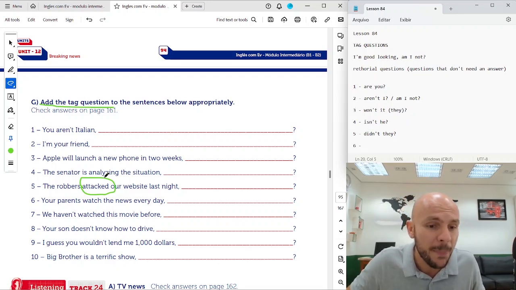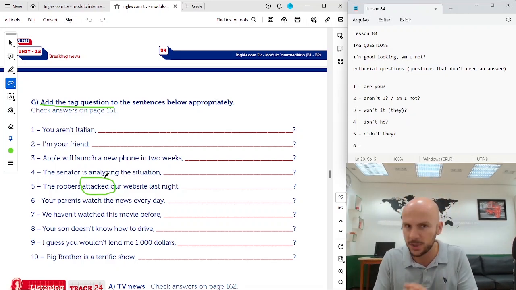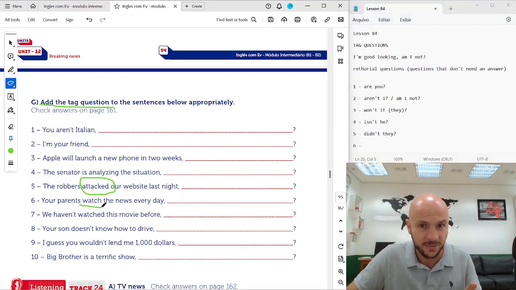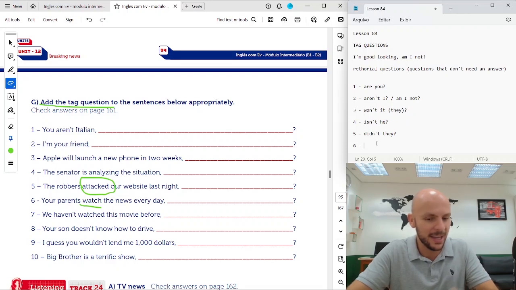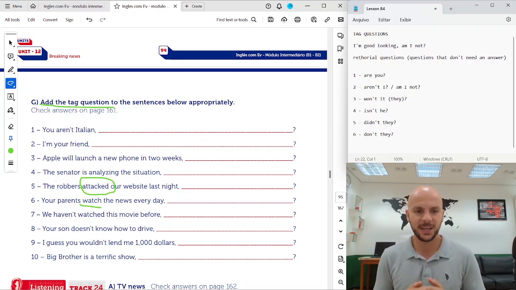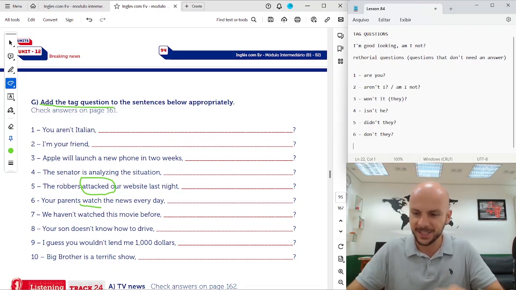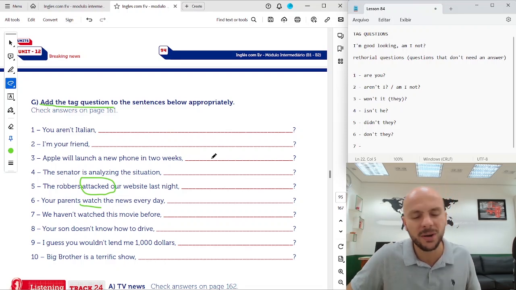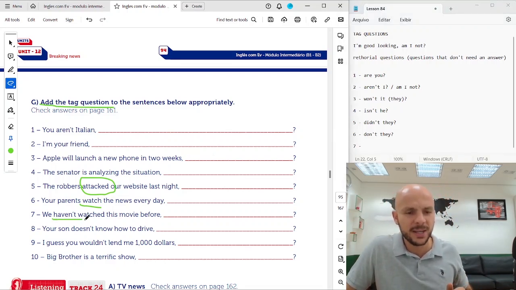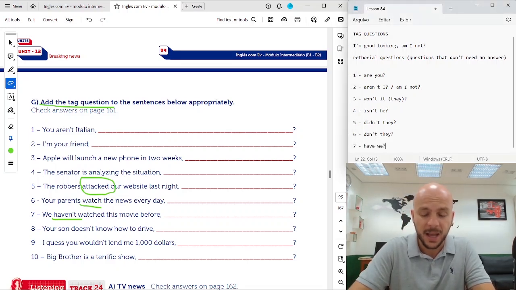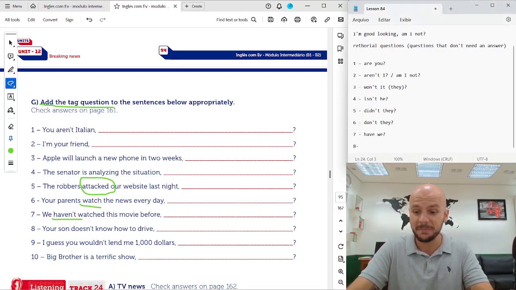Six. Your parents watch the news every day. Tag question. Don't they? They watch. Negative. They don't watch. Okay? Don't they? All right? Seven. We haven't watched this movie before. This one is easy. The auxiliary is here. We haven't watched this movie before. Have we? Okay.